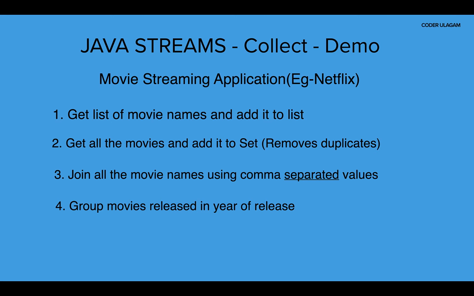functionalities. Now the fourth requirement we have is to group movies by year of release. Let's say we have three movie objects. I want to get only the movies released in 2021. So how do we do that? How do we do the group by operation?